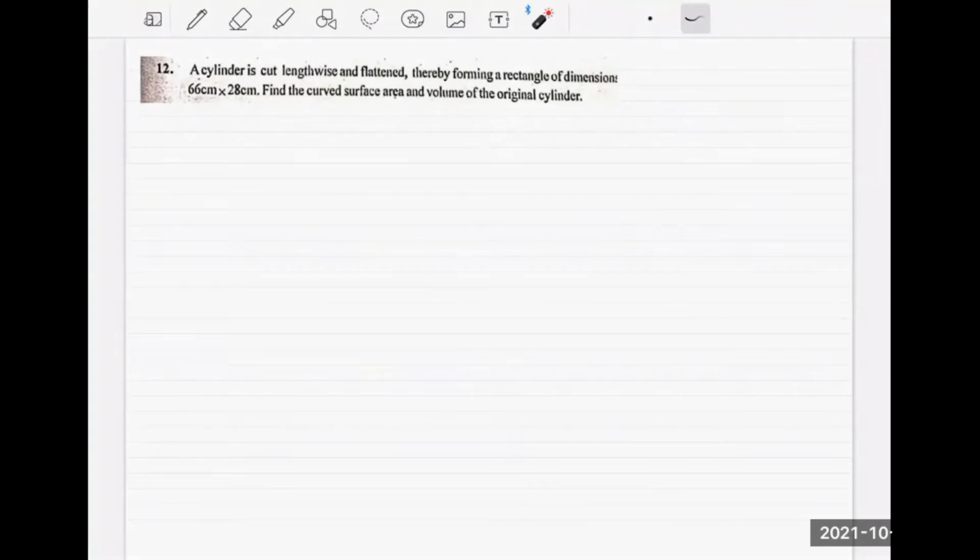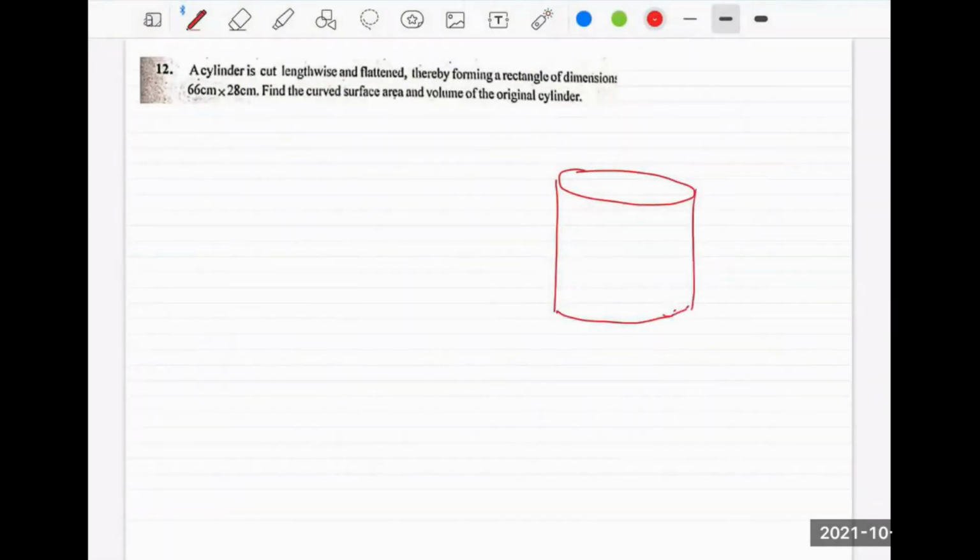So question number 12, this is slightly different from the rest of the questions. We are not converting one shape into another, but here it says a cylinder is cut lengthwise. Okay, look here, we have a cylinder. It is cut lengthwise. You take a scissor, cut it lengthwise, unroll it and flatten it. What are you going to get? Imagine a bottle, you cut off the top and bottom portion, cut it lengthwise, and flatten it. What are you going to get?